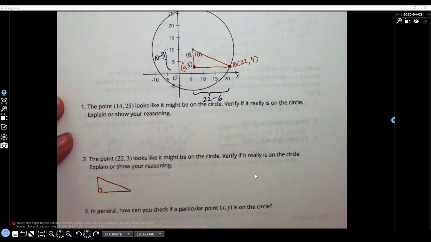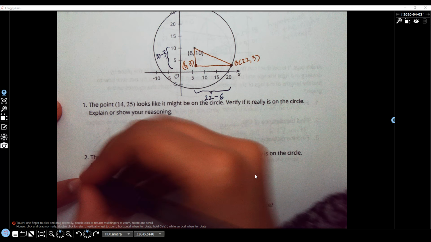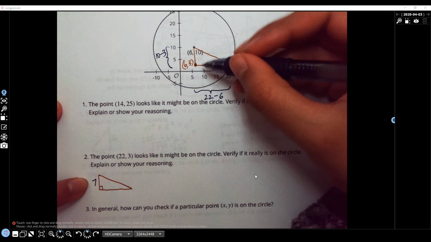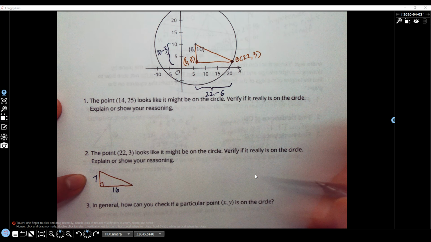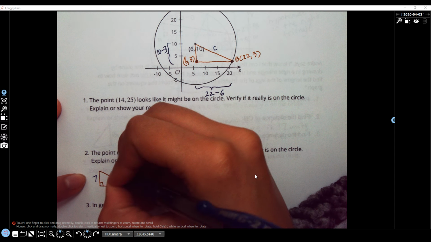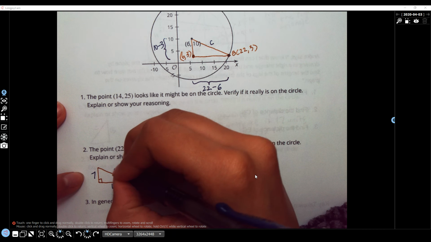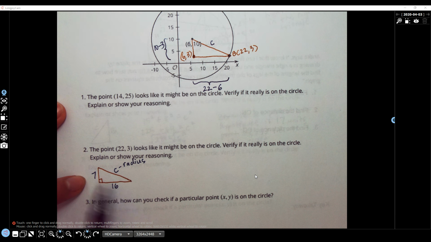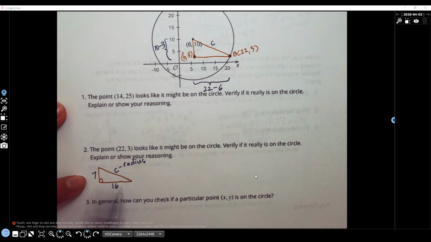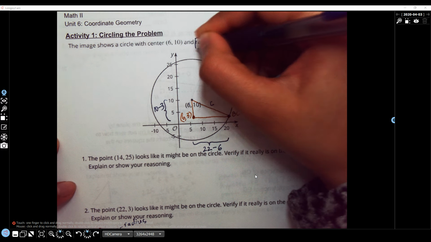Okay, so let's label our figure now. We know that 10 minus 3 is 7, so I'm going to label that here. We know that 22 minus 6 is 16. And remember that we are always trying to solve for C in this case, and C represents our radius. So I'm going to put radius. We need to prove that this hypotenuse, this C value, is equal to 17. That's from the first part of the question over here. This is our important piece of information.